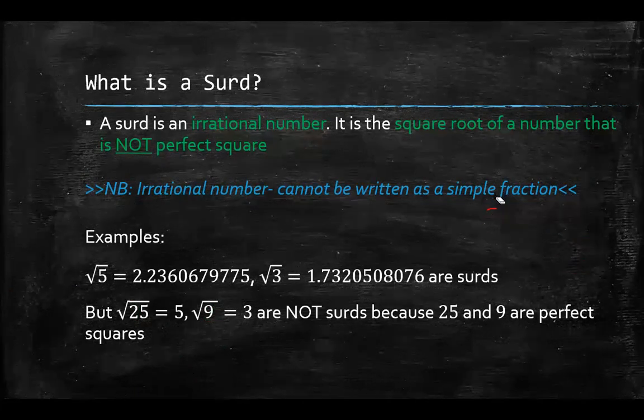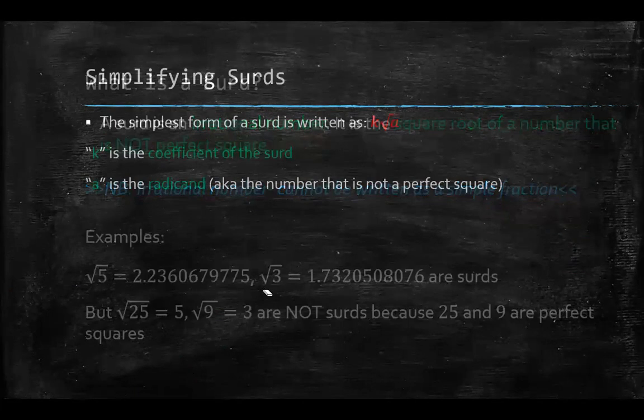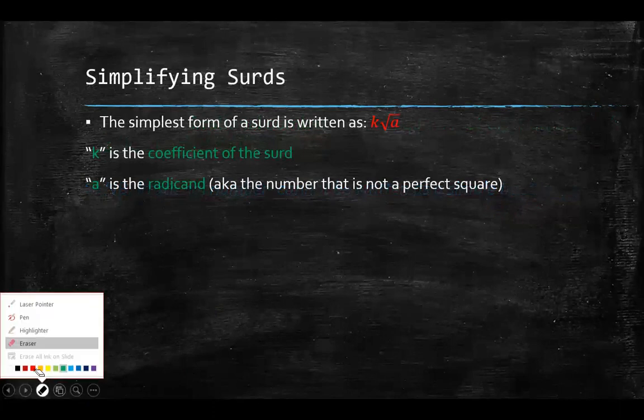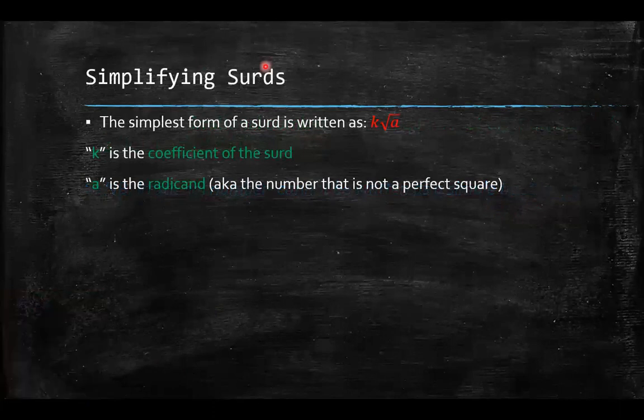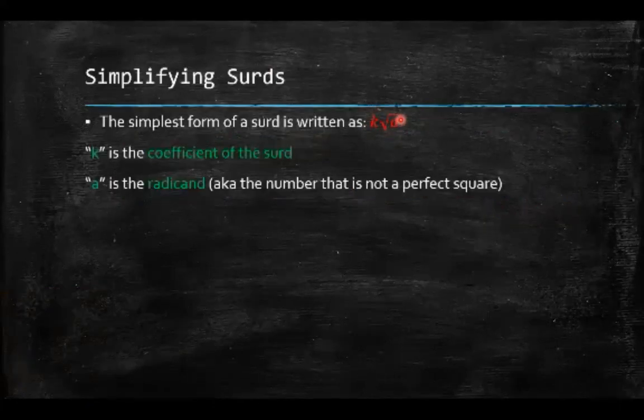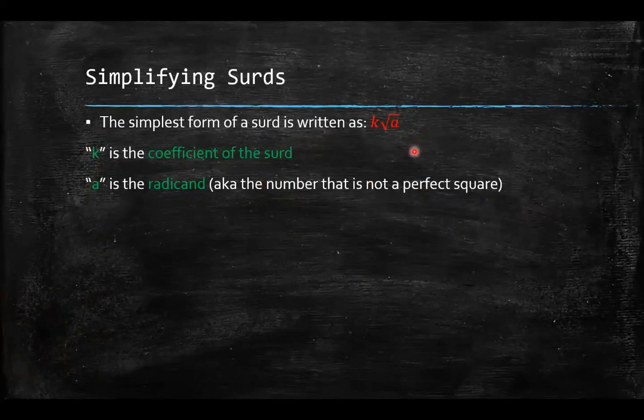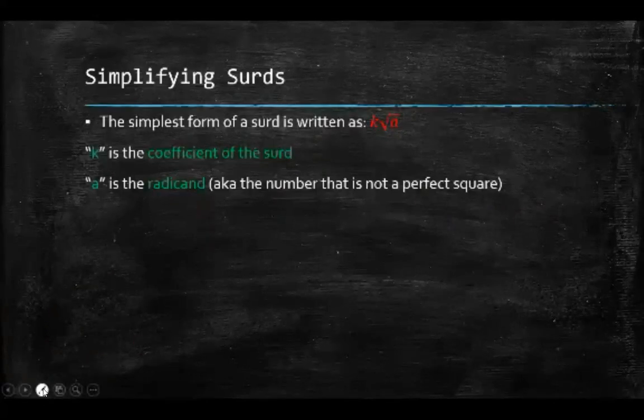So that was like the basics. You probably learned all that already. That's just a recap. So, simplifying surds. A surd in its simplest form is written as k times the square root of a, where k is the coefficient of the surd. So it's any constant. It could be 1, it could be 3, it could be 7, -7. k is the coefficient of the surd. And a is called the radical, right?